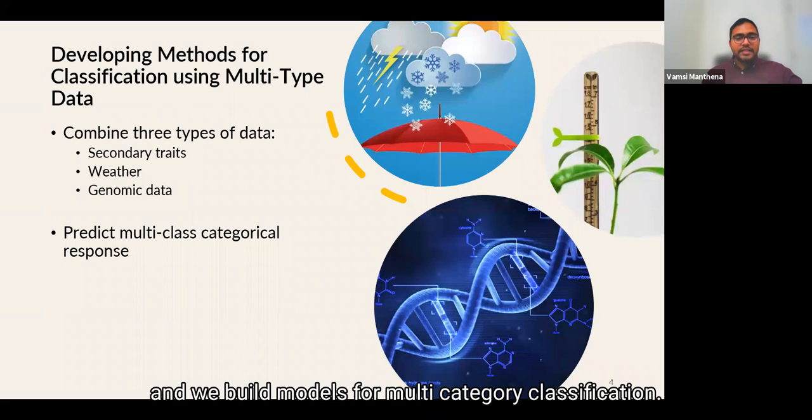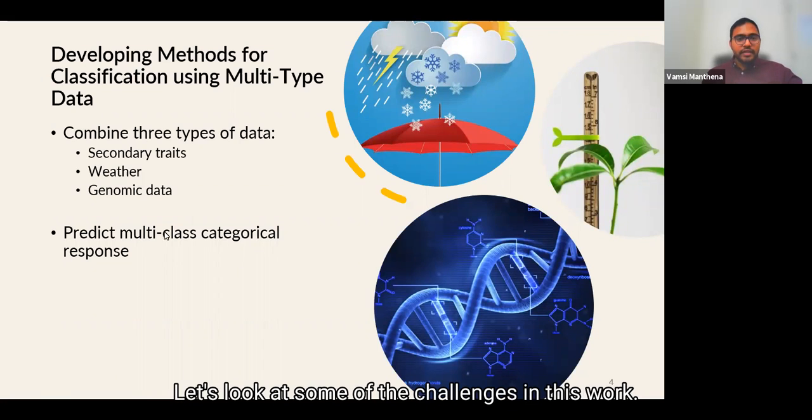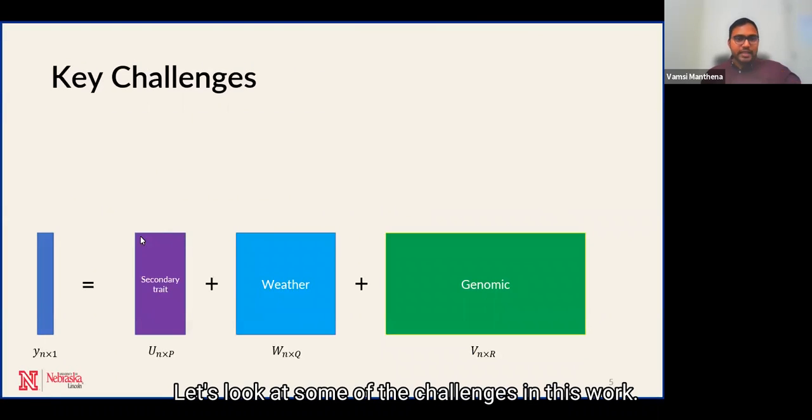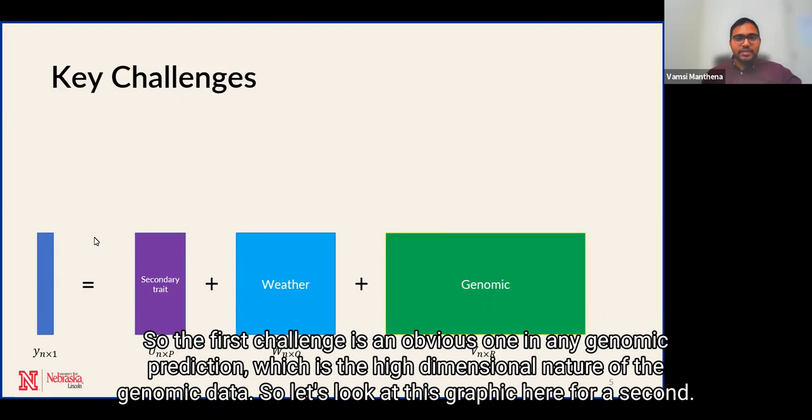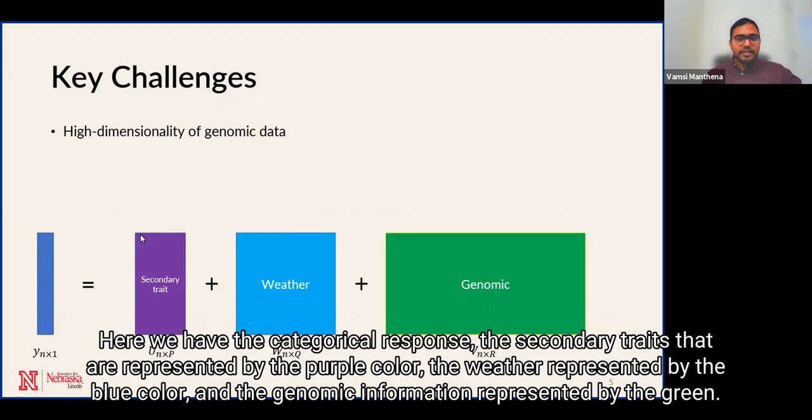Let's look at some of the challenges in this work. So the first challenge is an obvious one in any genomic prediction, which is the high-dimensional nature of the genomic data. So let's look at this graphic here for a second. Here we have the categorical response Y. The secondary traits are represented by the purple color, the weather represented by the blue color, and the genomic information represented by the green color.